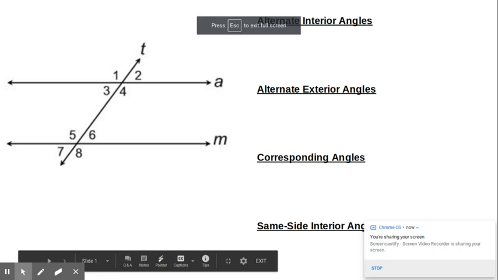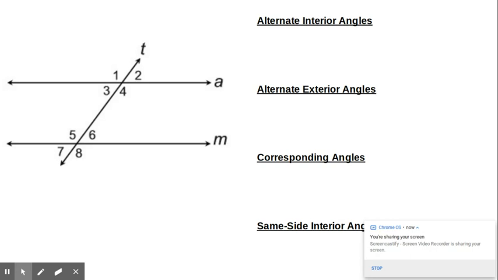Hi guys, I want to take some time to refresh our memory on some of the angle relationships we have when parallel lines are cut by a transversal. So if we take a look at some of the names that we have over here on the right side: alternate interior angles, alternate exterior, corresponding angles, same side interior angles.